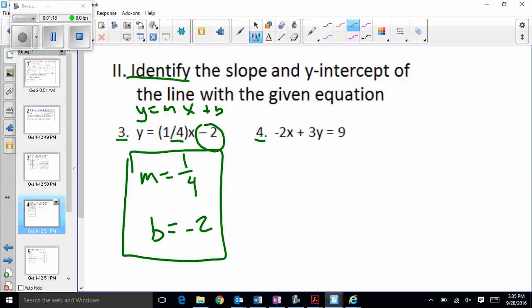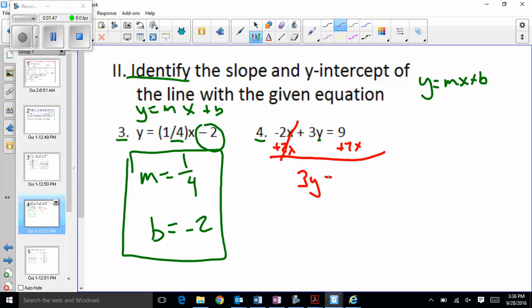For this other problem, number 4, this one's a little bit different because it's not in the form that we need it to be. Doesn't mean it can't be in that form. We just need to rewrite it. So we're going to solve for y basically. We did this in the last chapter, so it should work out pretty easily for us. I'm going to add this 2x on both sides first. That'll get rid of this term over here. So I just have 3y is equal to 2x plus 9.